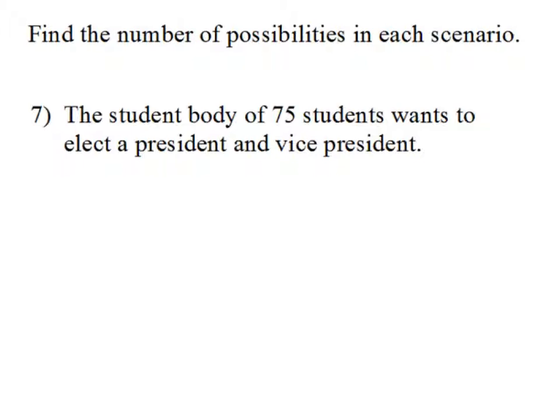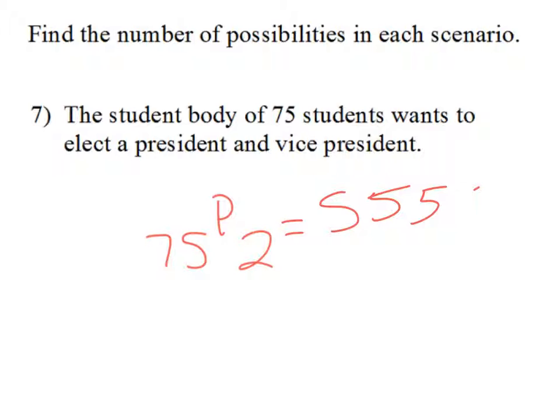Here we have the same basic idea. Student body of 75 students wants to elect a president and vice president. So again, this would be a permutation from 75 students electing just 2. And so that turns out to be 5,550 different ways that can happen.